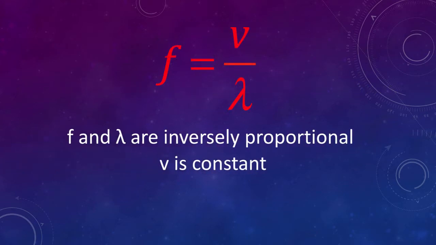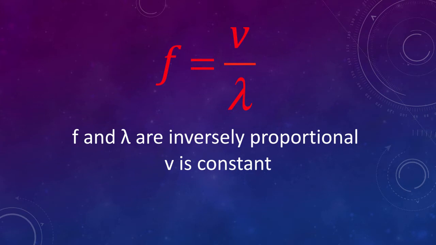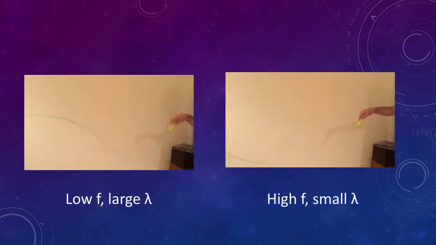Since frequency and wavelength are inversely proportional and velocity is constant, if we increase frequency, wavelength must get smaller. So, with my jump rope, a slow shake or a low frequency makes a long wavelength, and a fast shake or a high frequency makes the wavelength smaller, since the velocity remains the same.